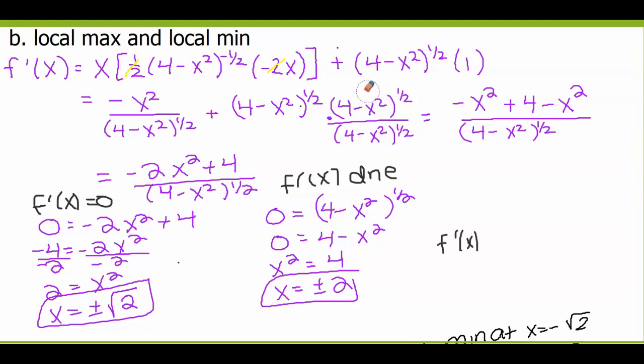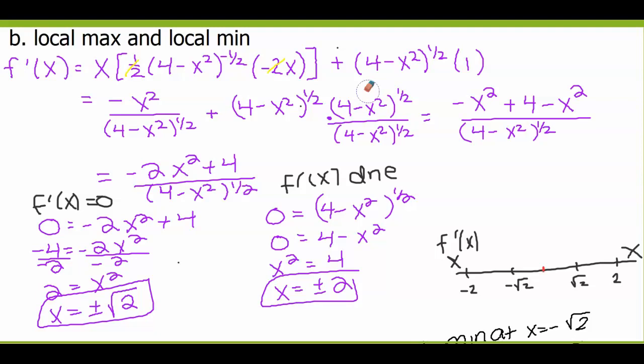So here's my sign line. I have negative 2, negative root 2, positive root 2, and positive 2. And again, I don't care about the values to the left or right of negative 2 and positive 2 because they're not in my domain. So I need to look at the values between negative 2 and negative root 2, between negative root 2 and root 2, and between root 2 and 2.